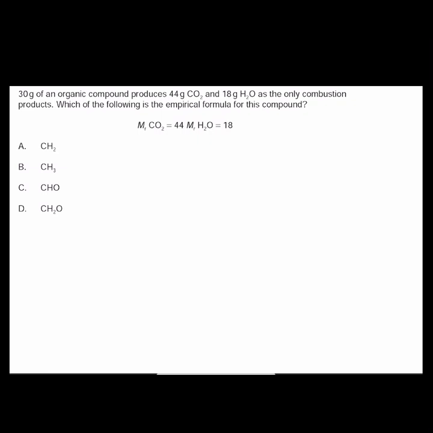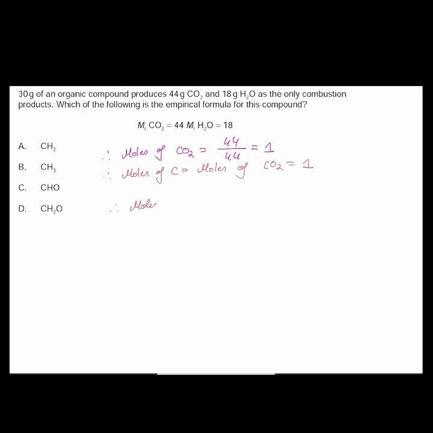30 grams of an organic compound produces 44 grams of CO2 and 18 grams of H2O as the only combustion products. Which of the following is the empirical formula of the compound? First, you have to find the moles of CO2. Moles of CO2 is 44 divided by 44, that is 1. We'll assume that all of the carbon in this organic compound has been burnt and transferred to CO2. So moles of carbon would be equal to the moles of CO2, that is equal to 1.